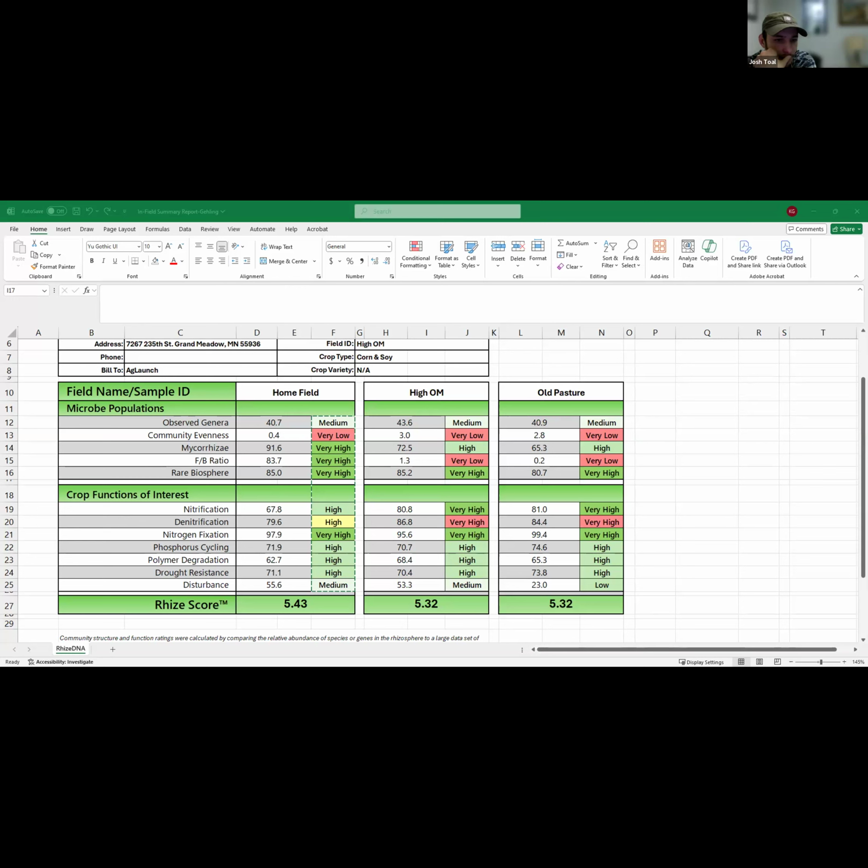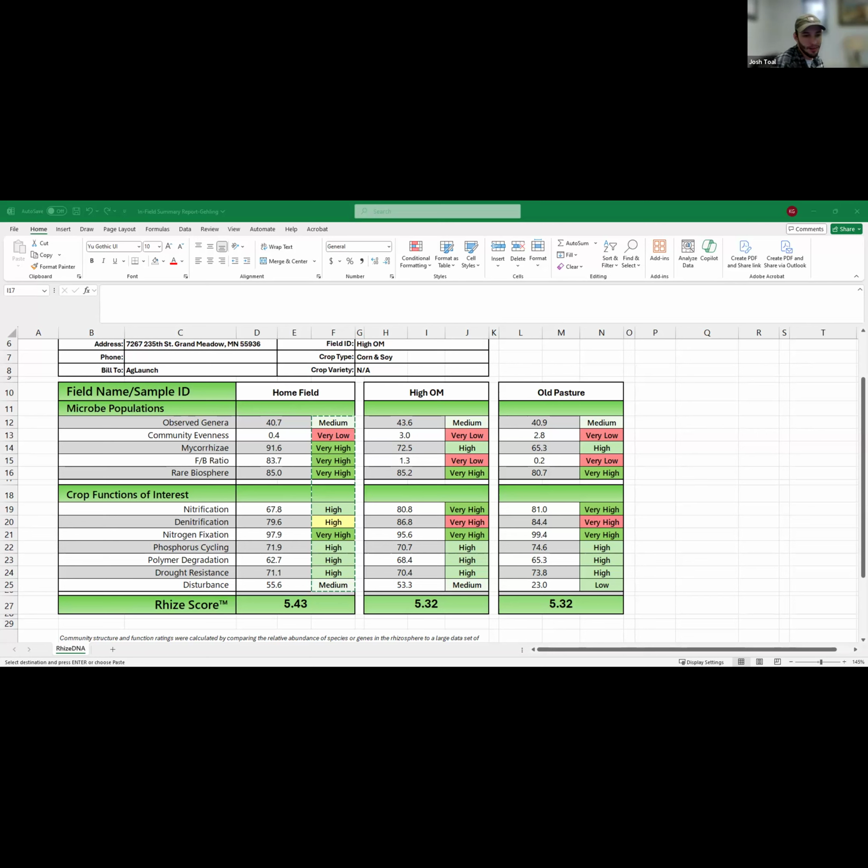We're not losing as much nitrogen for home field, and nitrogen fixation is through the roof. That's really high, which is awesome to see. I'm looking at home field right here, and then phosphorus cycling is high. Polymer degradation is the soil's ability to break down complex carbohydrates. So if you have compost or manure out in the field, this is the marker that you want to look at to see if we're breaking down some of the carbon that's just sitting out in the field.